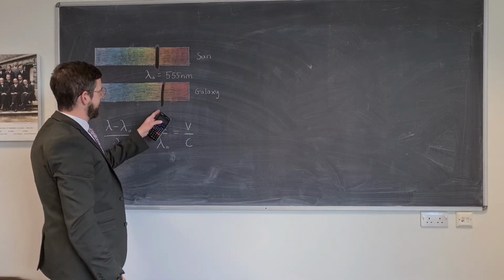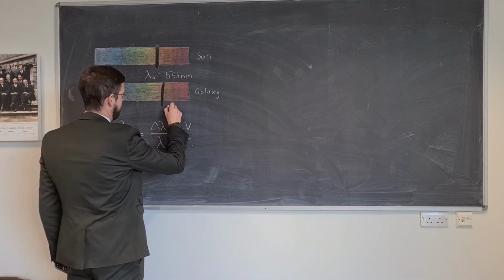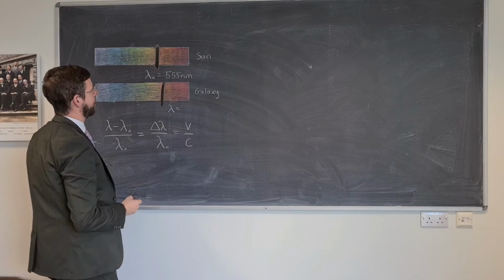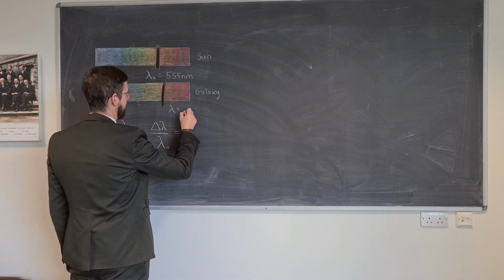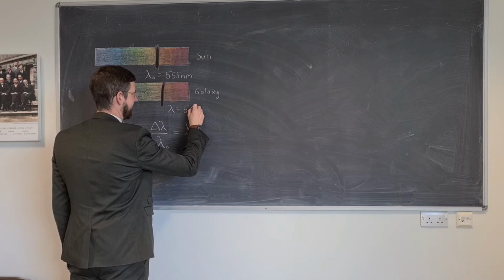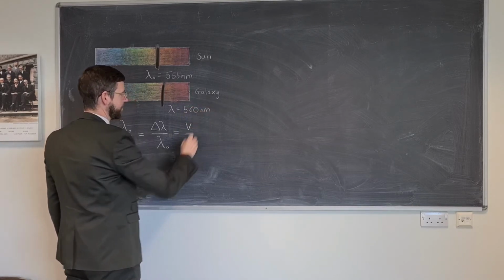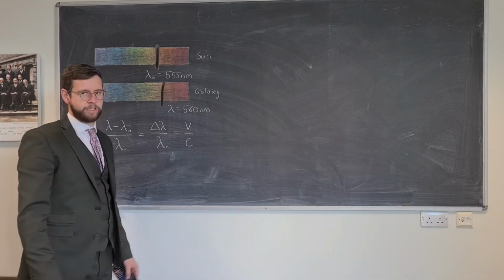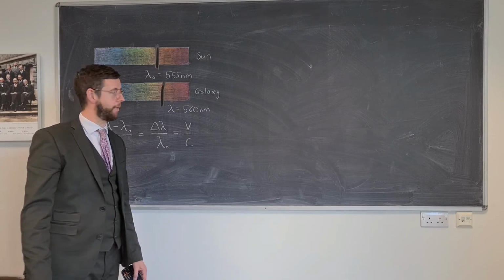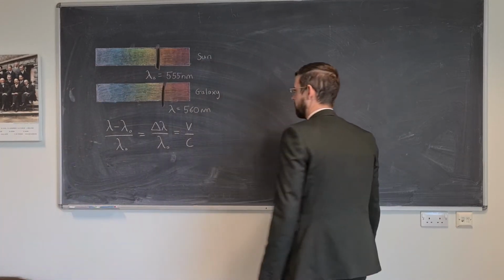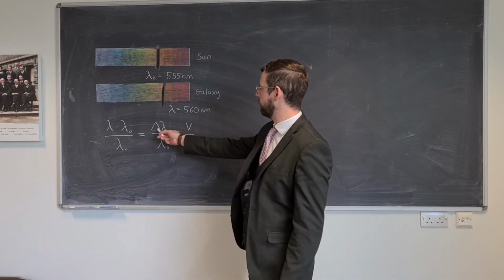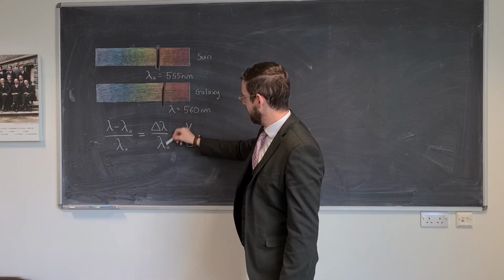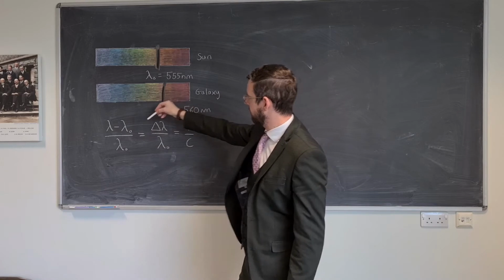And this absorption line has a wavelength slightly longer because it's been redshifted. So let's say that this one is 560 nanometers. A redshift has indeed gone on. And then we need to use this equation to try and work out how fast the galaxy is going. So looking at what goes into it first, we need to look at the difference in wavelength between this one and this one.